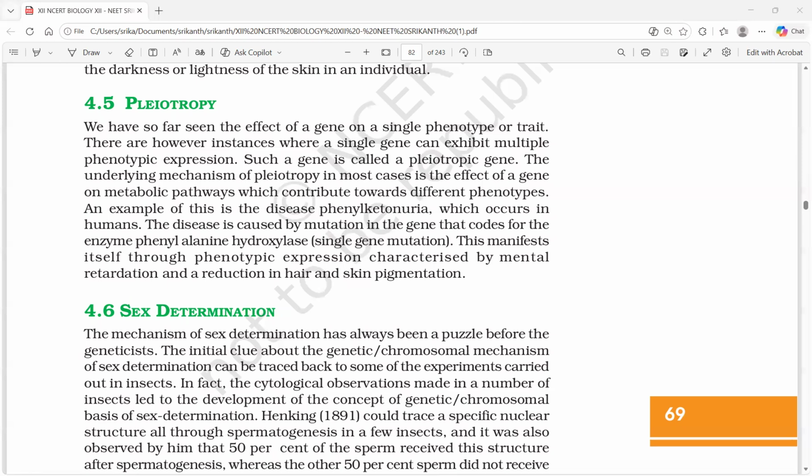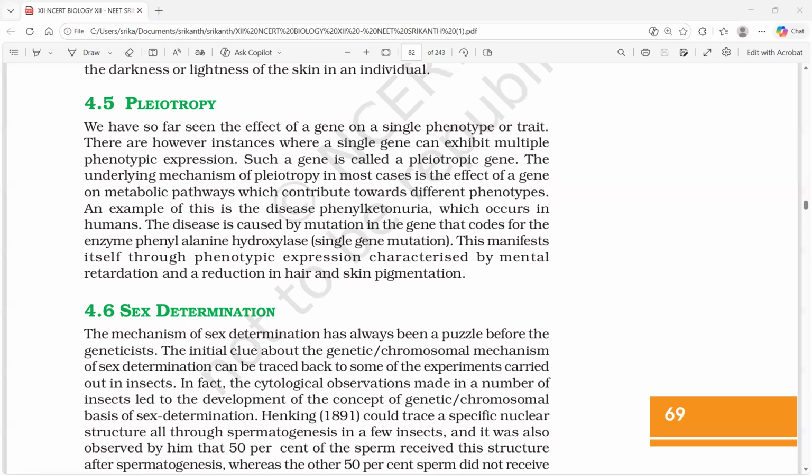So if this enzyme is not there, you can't form tyrosine, and if you can't form tyrosine, you can't form melanin. So in the total phenomenon, this is the enzyme, phenylalanine hydroxylase. If it is not there, why is it not there? The PAH gene is not functioning. So if one gene is absent, what happens? The enzyme is not produced. That means mental retardation due to the accumulation of phenylpyruvate, and due to the absence of melanin production, there is a reduction in hair and skin pigmentation.